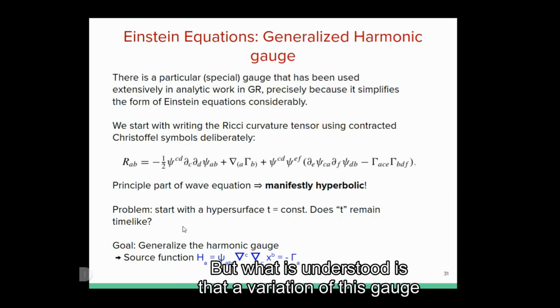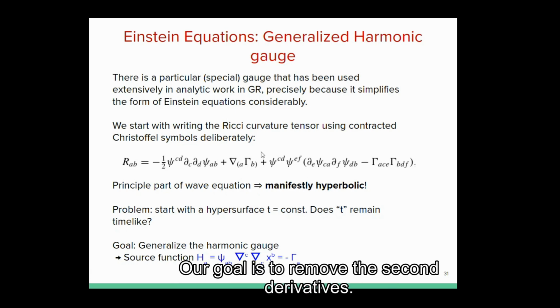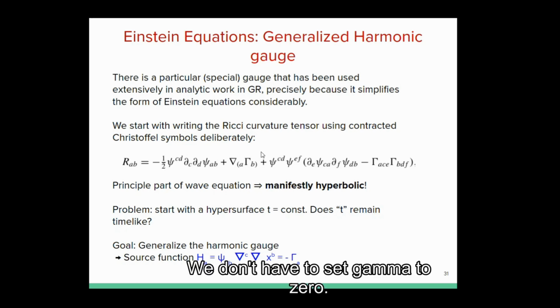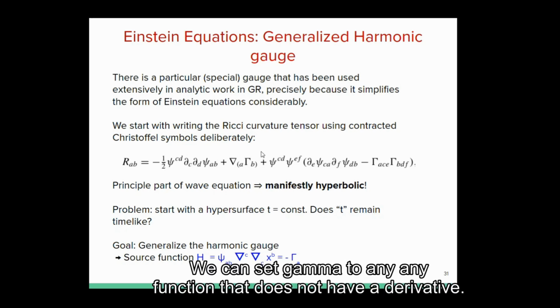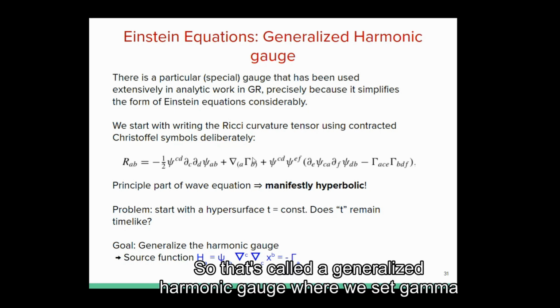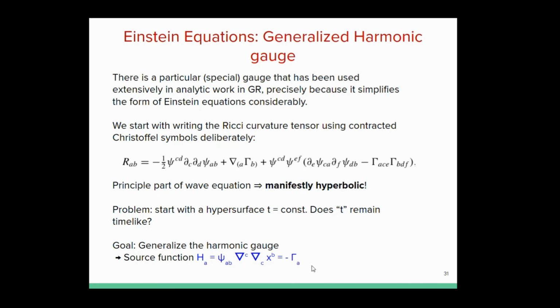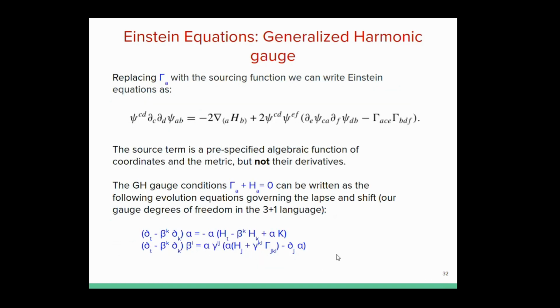But what is understood is that a variation of this gauge is very useful, where we don't set gamma to 0. Our goal is to remove the second derivatives. We don't have to set gamma to 0. We can set gamma to any function that does not have a derivative, which means the derivative of gamma will only be first derivatives. So that's called a generalized harmonic gauge, where we set gamma to some algebraic function of x, y, z, and maybe the spatial metric gamma and phi and beta, but none of their derivatives. How does that help?